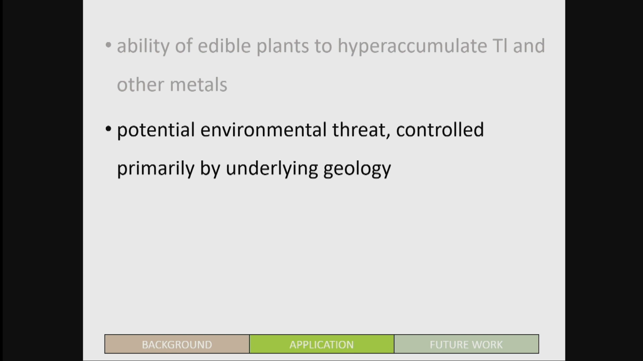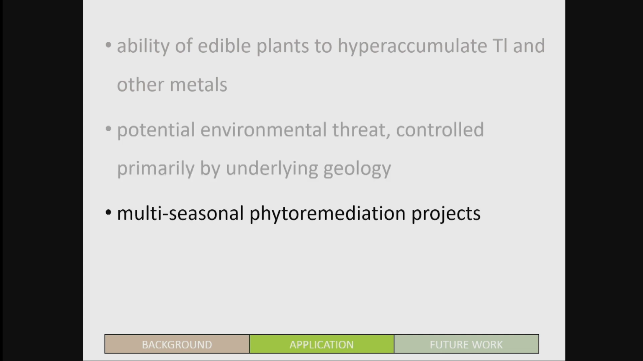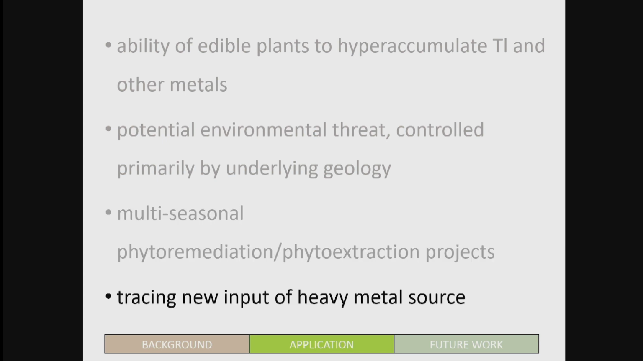So if you were looking at using these plants as a passive remediation tool, which would be very low cost and highly effective, then depending on what your underlying geology looked like, they would be more or less useful. So they may be able to remediate areas very efficiently, or you may have too much of that thallium locked into mineral structures, which also would not be a bad thing because it would require less remediation. This will allow for multi-season phytoremediation or phytoextraction projects, which is what that one shows.